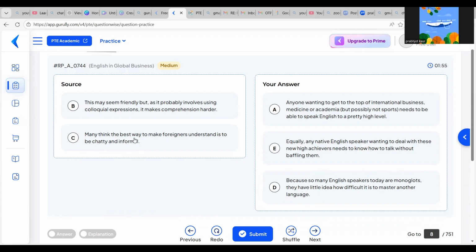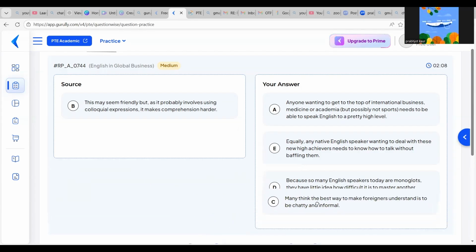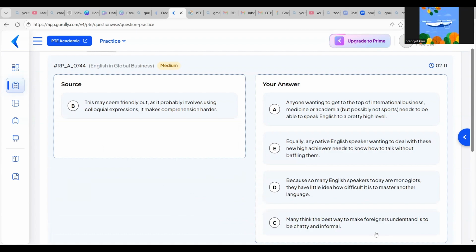Many think the best way to make foreigners understand is to be chatty and informal. This may seem friendly, like chatty and informal, as it probably involves using colloquial expressions. It makes comprehension harder.